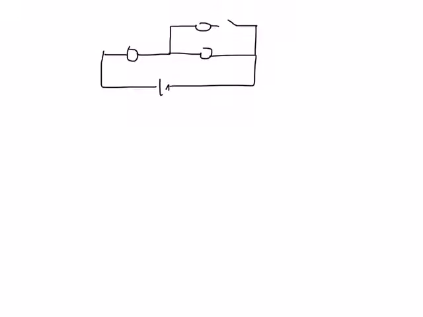I'm going to redraw the circuit here. Bulb 2 is going to decrease in brightness if we close this switch. That's the statement that's made. So 1, 2, 3, okay. So we close the switch.